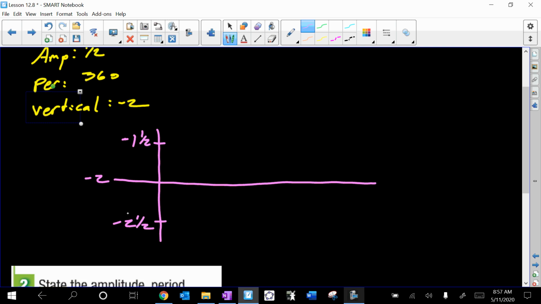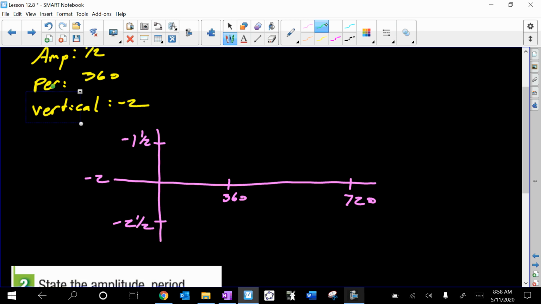Then we can find the locations that we normally have. So we didn't shift left or right at all. So we're going to start at 0, comma, -1.5. We're going to start at that location. So then we're going to find our next location, which is based off of our period. So we're going to move over 360 degrees. And then our second location is going to be at 720 degrees.